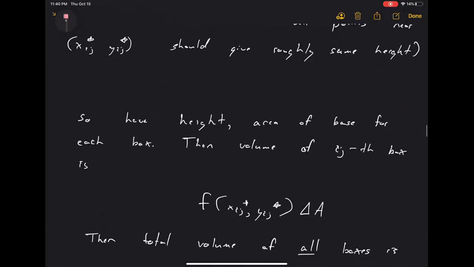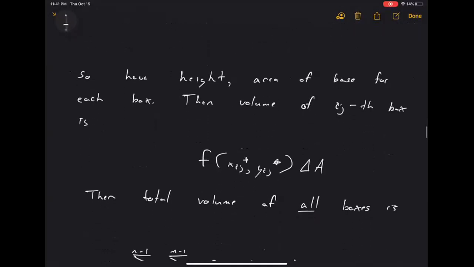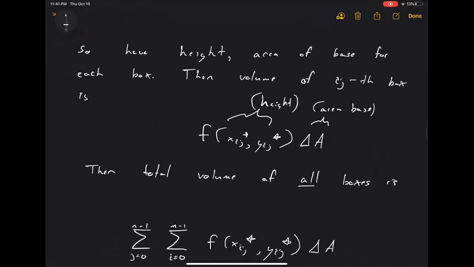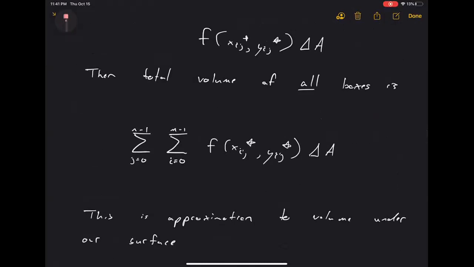So now we have the height of our boxes, and we have the area of the base. So now we can talk about the volume of each of those individual boxes. What is the volume? I've got my sample point, and I've plugged it into my function to get a height. So this is exactly the height of my box. And then what's the area? It's this delta A, the area of the base. If I multiply these two numbers together, I get the volume of that box, right? That's the volume of one box, and I want to add all the volumes of my boxes together. So what would that look like? It would look like this, and it's not just a sum, it's a double sum.